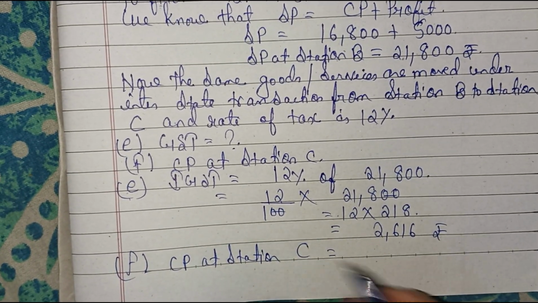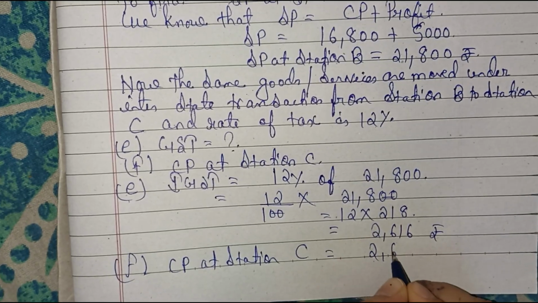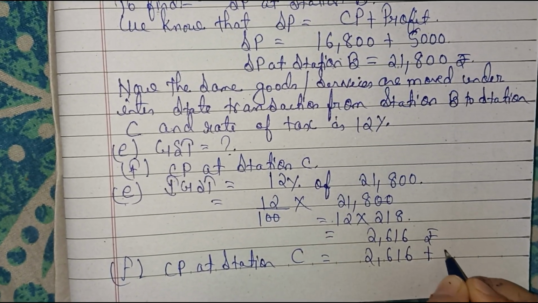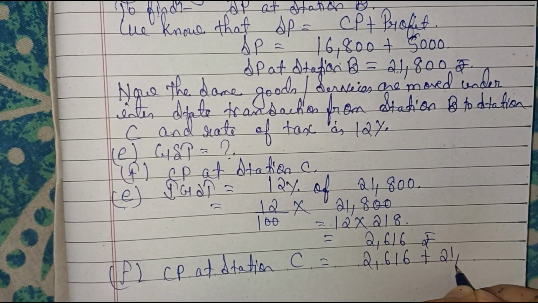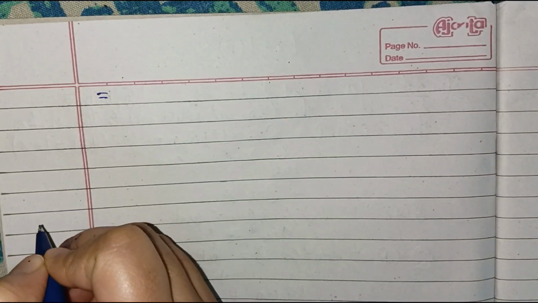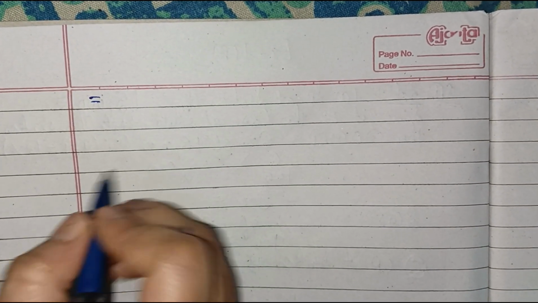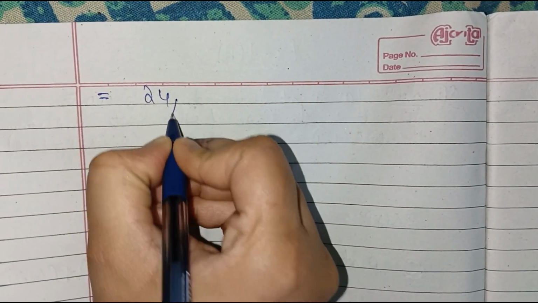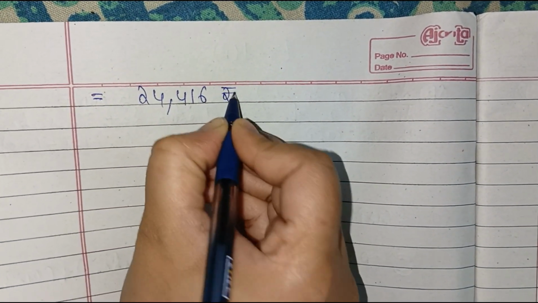Next question is CP at station C equal to 2,616 plus 21,800, that is equal to 24,416 rupees.